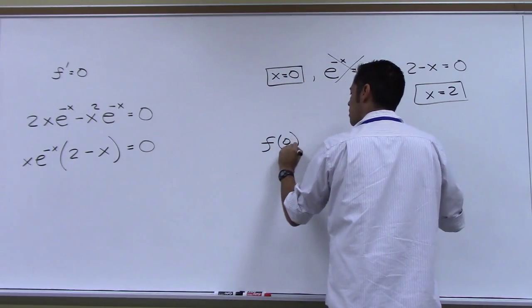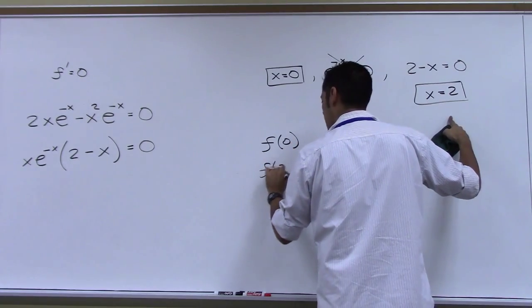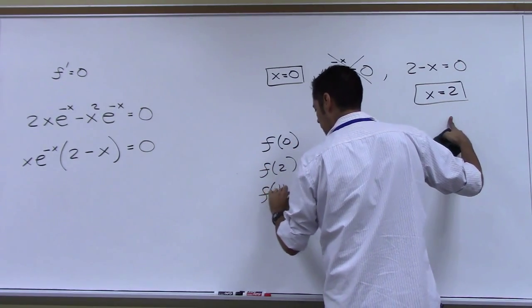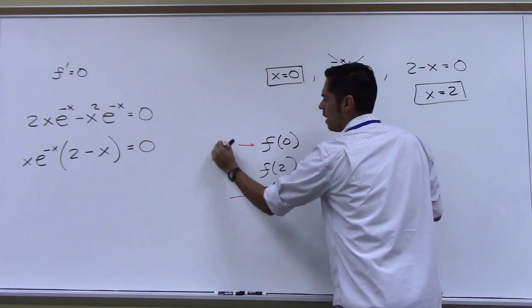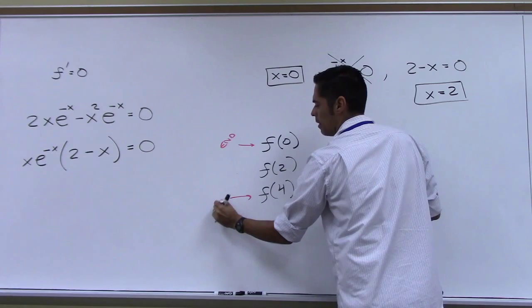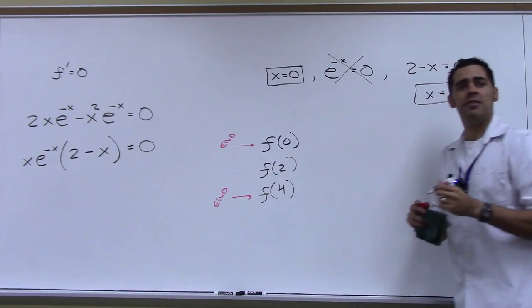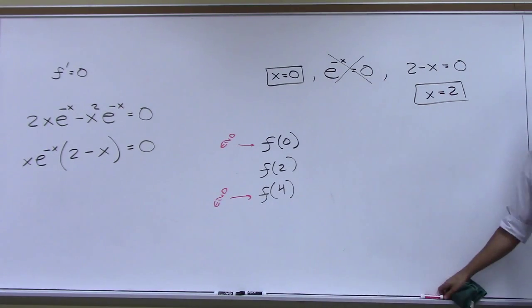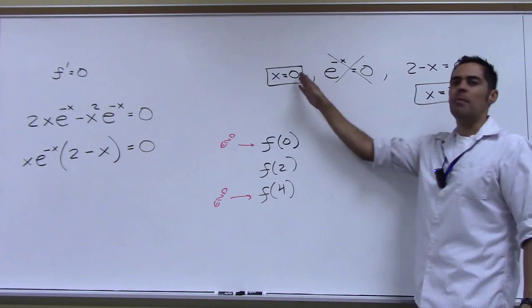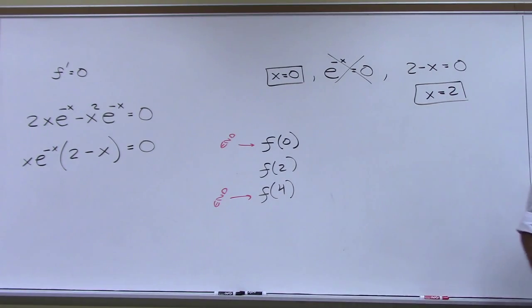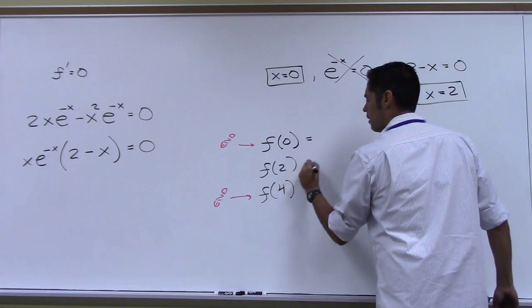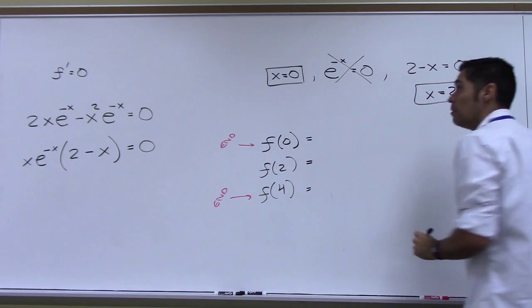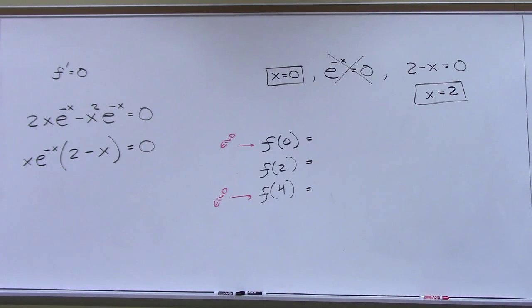So here's f of 0. I need f of 2. I need f of 4. And I'll just put a little mark on these. These were my endpoints, right? You always have to have your endpoints in there. It just so happened that in this problem, one of my critical numbers was at an endpoint. Into the original function, right? So it was x squared e to the negative x was the original function.